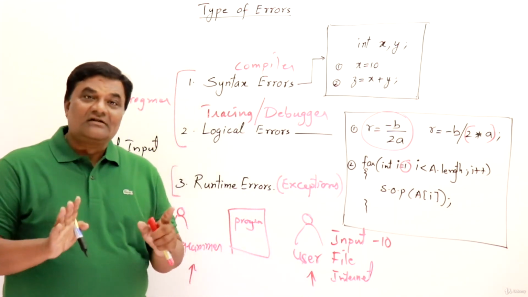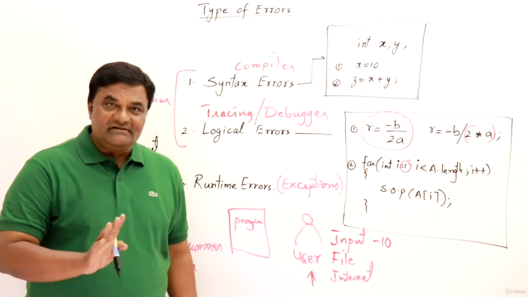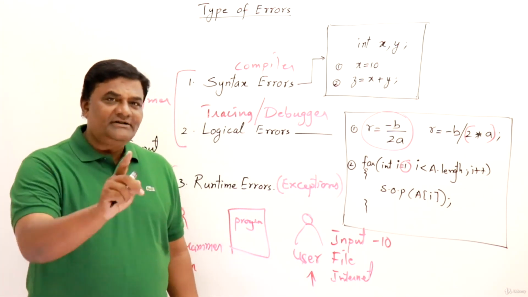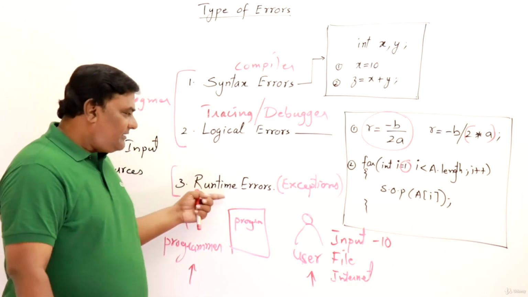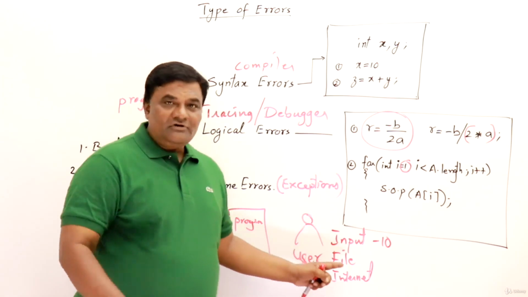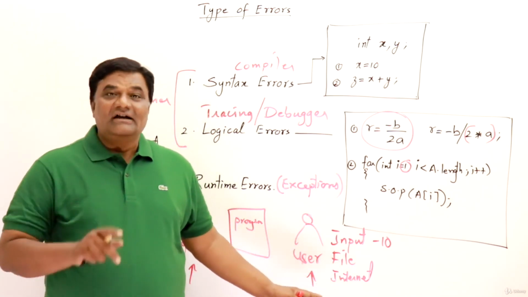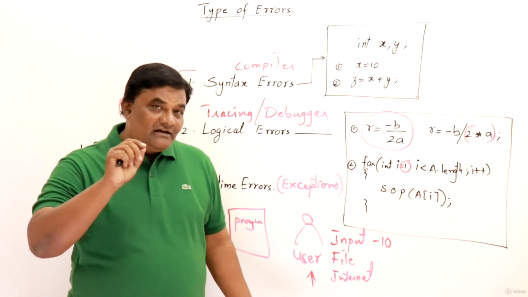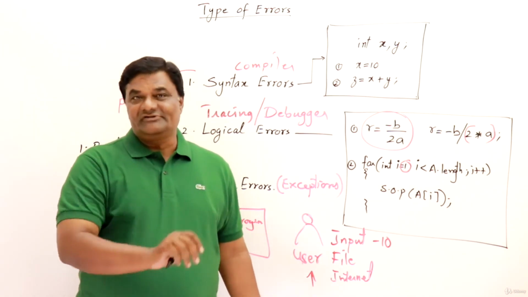So I have explained what runtime errors are and what the reason is. Then I have to tell you the solution. So let me repeat the problem once again. Runtime errors are caused at the user end because of bad input or unavailability of resources. And if there is any error, the program stops.